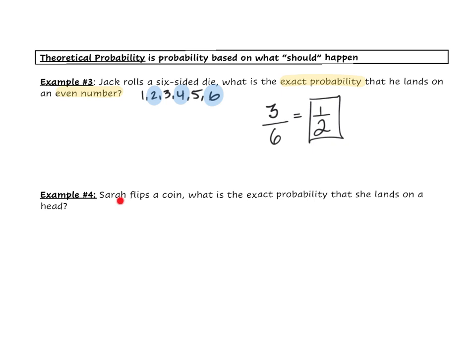Example number 4, Sarah flips a coin. What is the exact probability that she lands on heads? Well, there's one head out of 2 possibilities. So her answer here should be 1 out of 2. The probability that she lands on a head should be 1 out of the 2 possible options, 1/2 as well. That's what should happen. And that leads me to empirical probability.